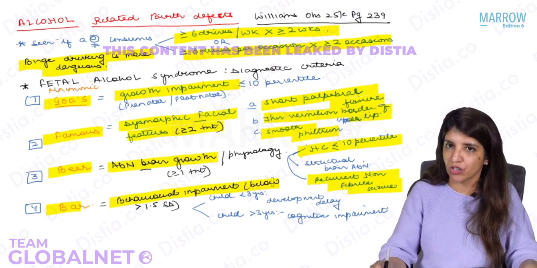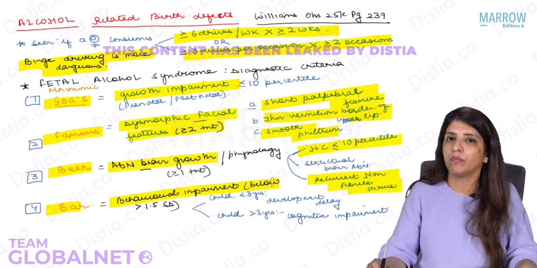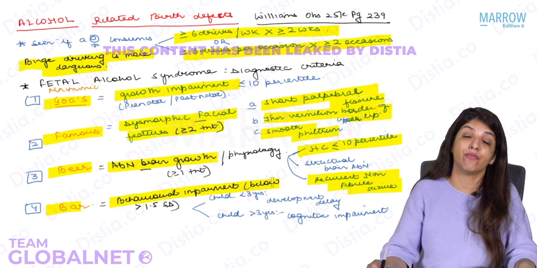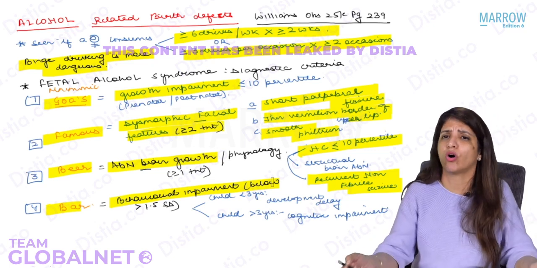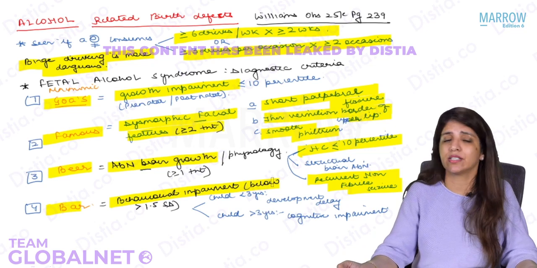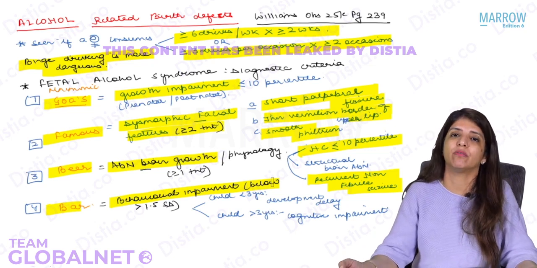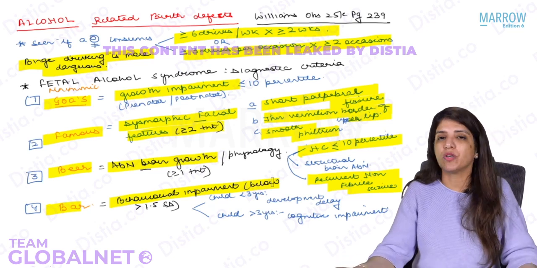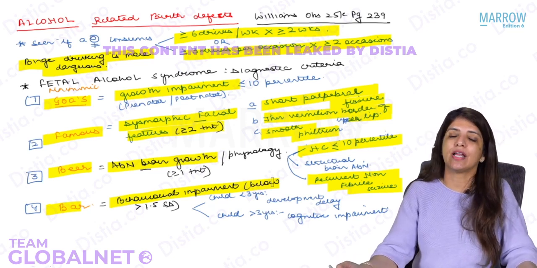facial dysmorphological features. Along with that, there will be growth restriction. Along with that, they are going to mention that head circumference was less than 10%, and yes, cognitive development is delayed. That can be mentioned. Most of the time it will be mentioned as mental retardation. Right? So if these features are present, then we say it is fetal alcohol syndrome.